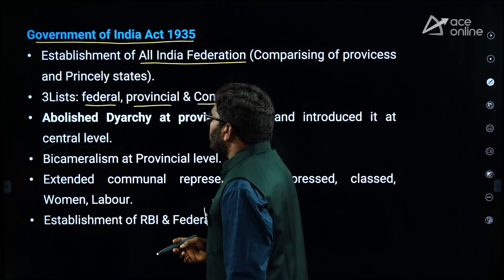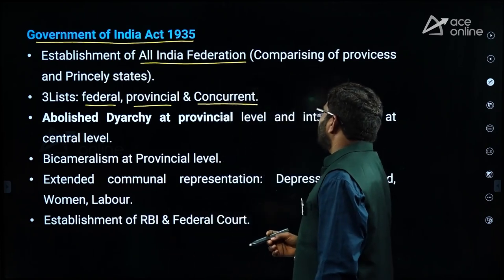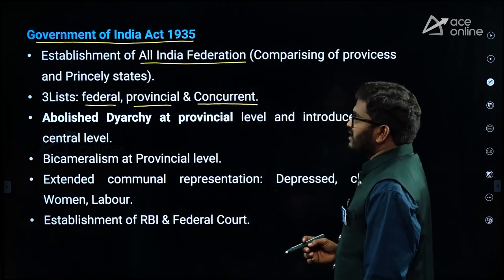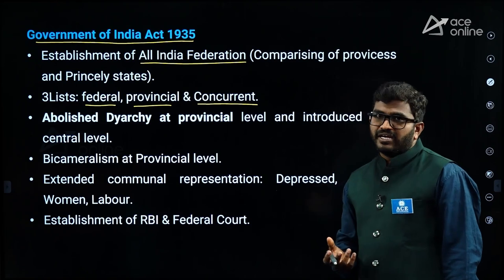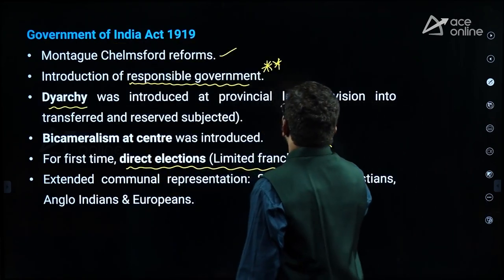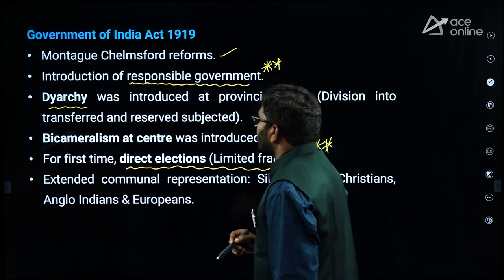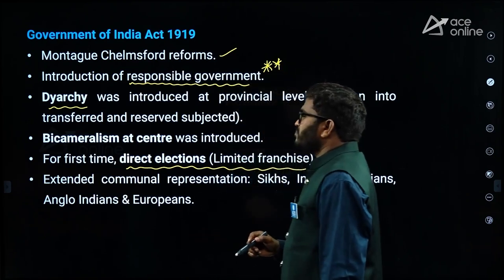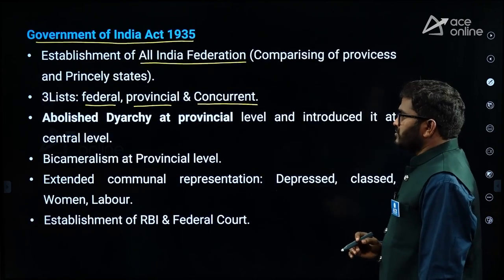It abolished diarchy at the provincial level and introduced it at the central level. So this diarchy was introduced at the central level. Diarchy had been introduced at the provincial level, with the division of transferred and reserved subjects, and this was abolished.